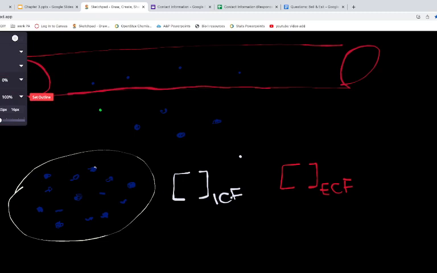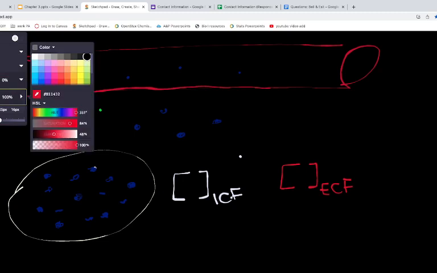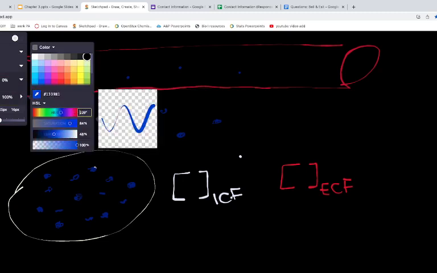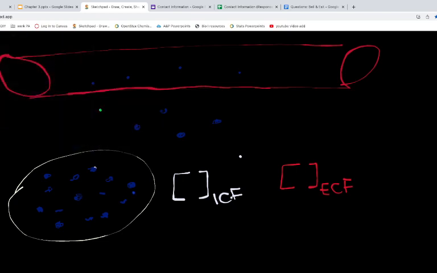But I'm just trying to get you guys to understand a couple of key points before we get into some of this harder stuff. Okay, so when we're looking at our blue guy, we want to say, is it greater than, is it less than, or is it equal to the concentration of the external environment?